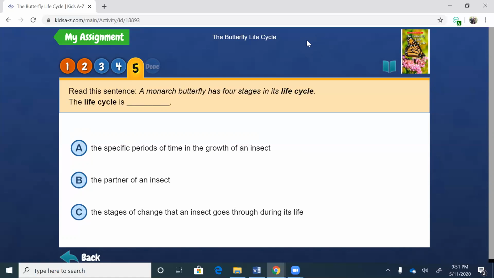So let's see if we can find something that matches that. A, the specific periods of time in the growth of an insect. B, the partner of an insect. C, the stages of change that an insect goes through during its life. Well, we can definitely eliminate B. Now, A and C, it's one of those. Now, I want you to think about life cycle and what happens. You're going to pick this one, but I want you to think about the key word of changing, okay?